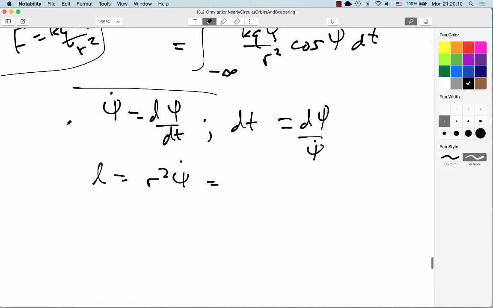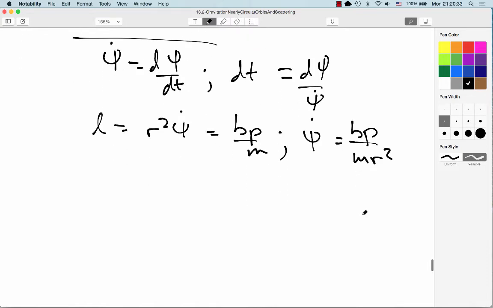So we can also write it as bp over m. So we can now write my psi dot as bp over m r squared. So that's the angular momentum. That is the moment of inertia of a point mass. So that all makes sense. So now I can write my dt, now this is looking less hanky, as d psi times m r squared over bp.